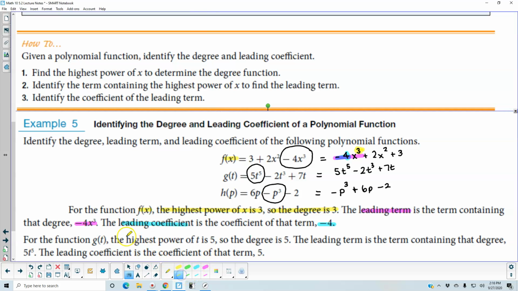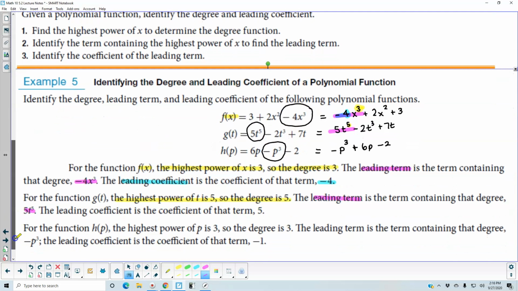Okay, let's take a look at the next function, g of t. We can see that the highest power of t is 5, so therefore the degree is 5. Now the leading term is the term containing that degree. So we can say that 5t to the fifth power is the leading term. And then the leading coefficient is going to be the number in front of that. So therefore the leading coefficient is 5.